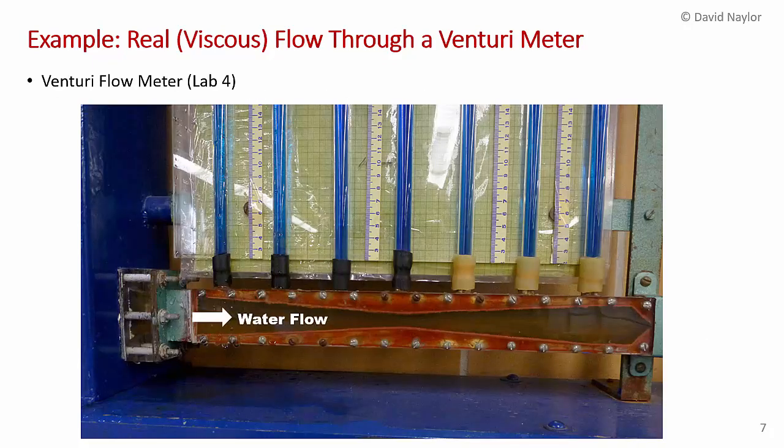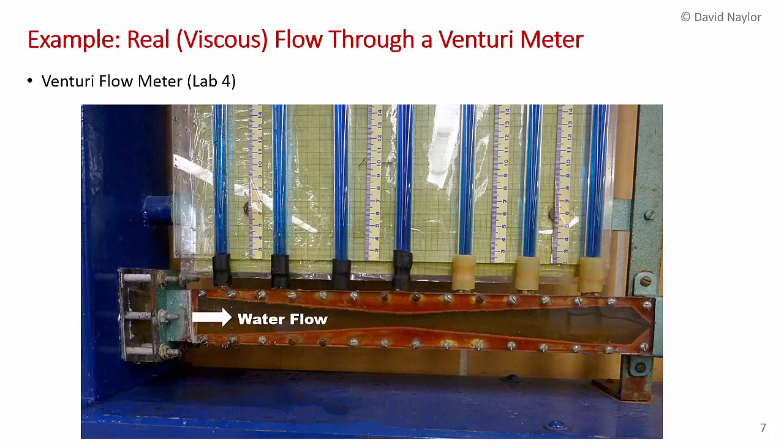So next we're going to consider actual flow through a Venturi meter. So unlike the previous example, this is a real viscous flow. And this is actually a preview of what you're going to see in lab number 4, which is the Venturi meter lab. And so here's a picture of the apparatus from lab number 4.